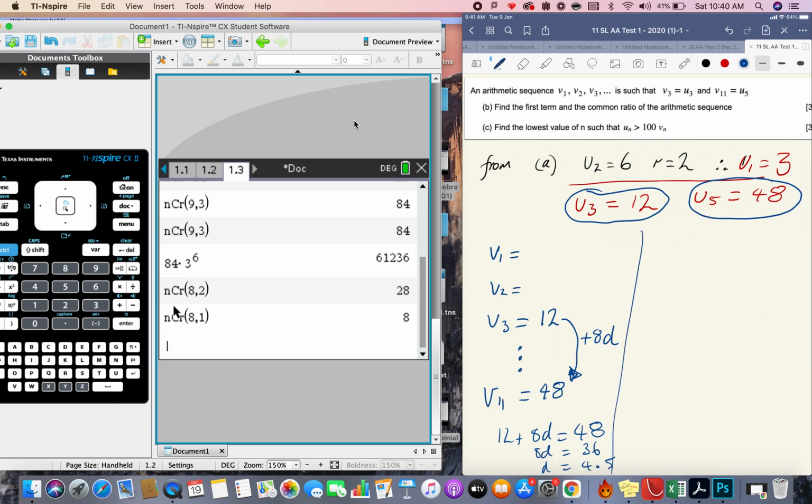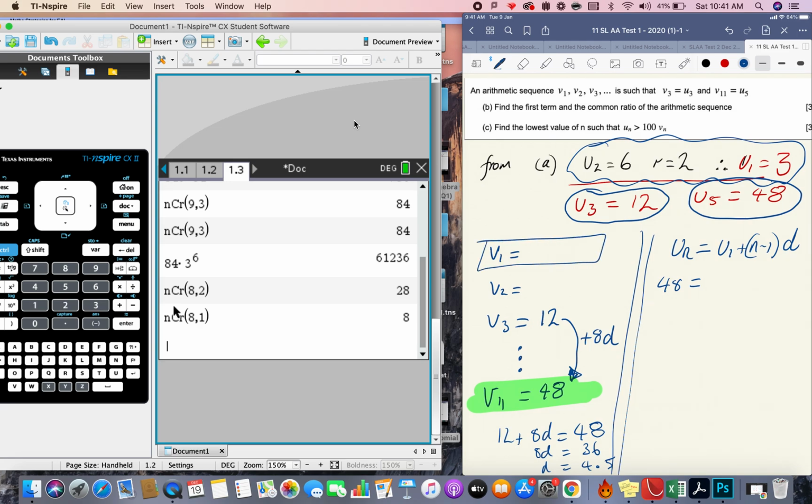Okay, now if you can't quite see that, then let's write down the formula. Now the formula is like this, but don't forget the u's up here are for geometric, and the u here is just the formula for arithmetic from the formula book. So don't get too confused with that. Okay, so let's deal with the 11th term first. So we have 48 equals the first term, which we don't know, plus 10d, 11 minus 1. And now let's deal with the second information we have. That'll be 12 equals v1 plus 3 minus 1 is 2d.